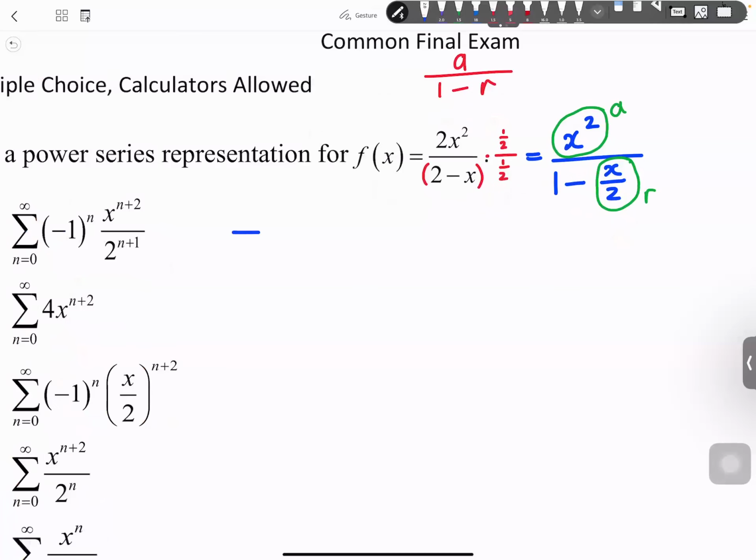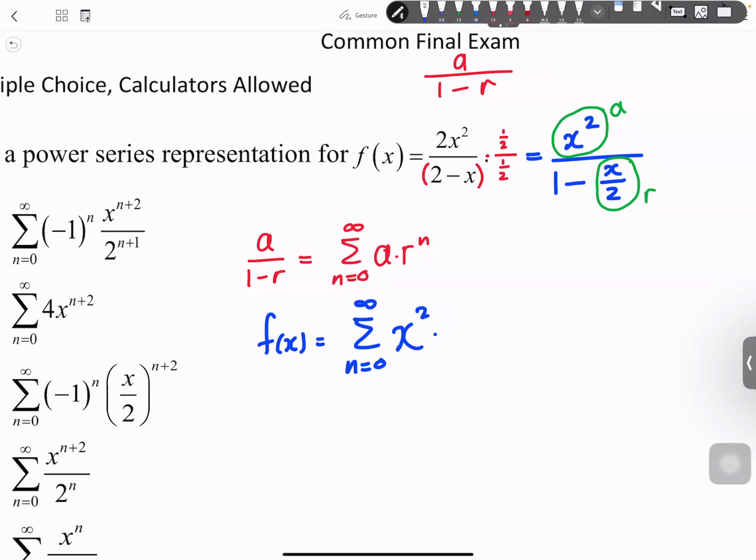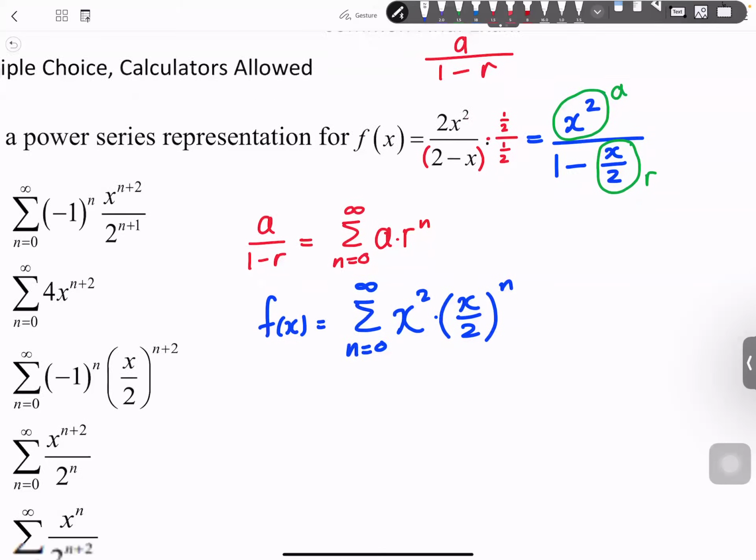So we can now write it as, and let me quickly remind you guys, if we have convergence, let's write the formula down here. If we have a over 1 minus r, then this would be equal to the sum as n goes from 0 to infinity of a times r to the power n. So this is the formula that we're using. So our function f of x is going to be the sum as n goes from 0 to infinity of a, which is x squared, times r, which is x over 2, raised to the power n.